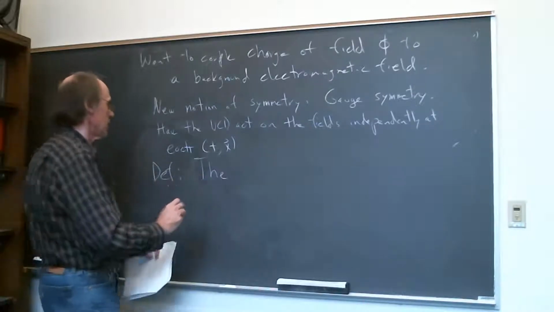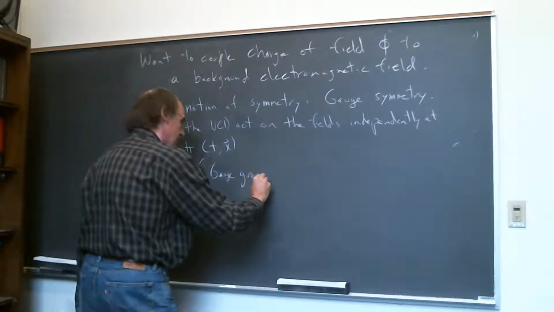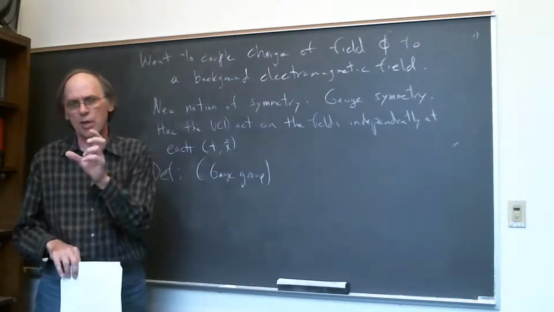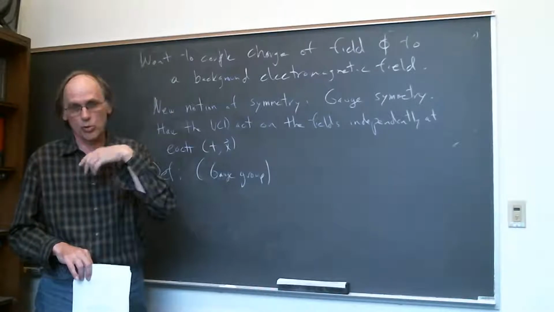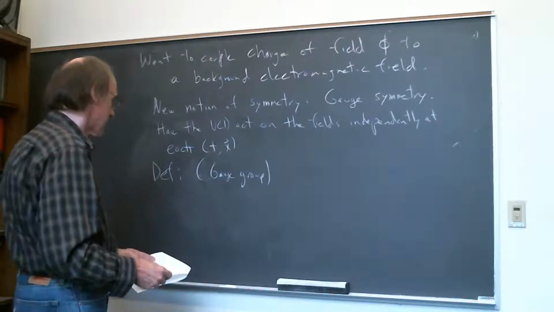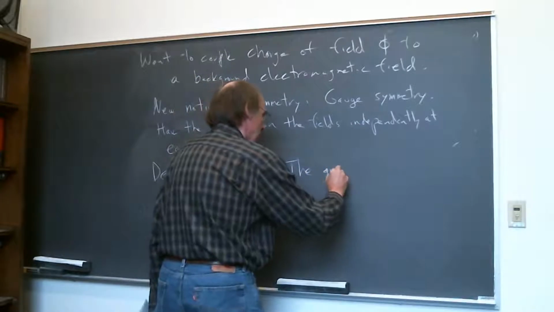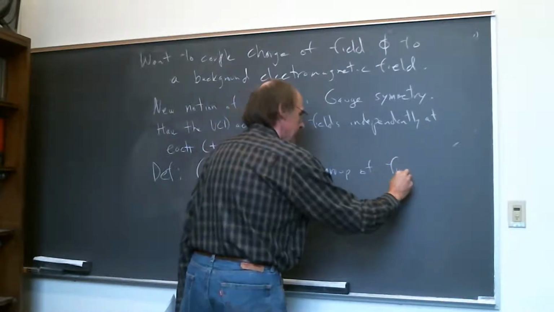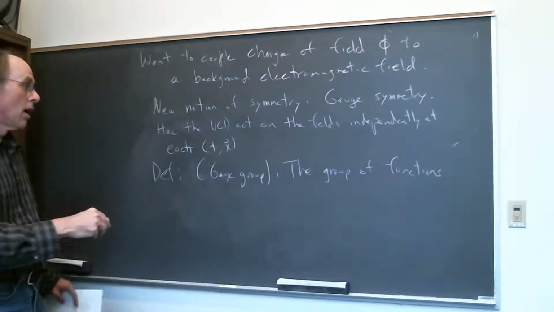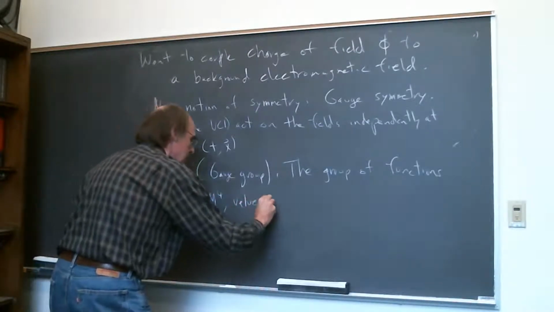So this is what I'll be calling the gauge group. And notice that what I'm doing here, everything depends upon having this specific group to start with, this U1 group. So later we'll ask what happens if you change that. But for now, there's always a U1 group. And so the gauge group is the group of functions on Minkowski space, with values in U of 1.